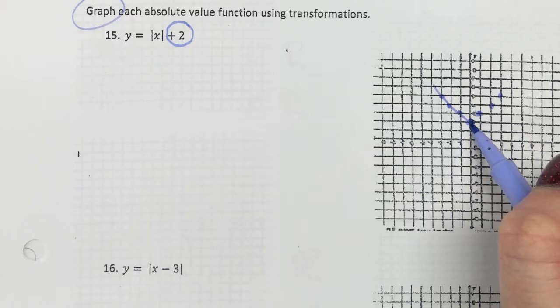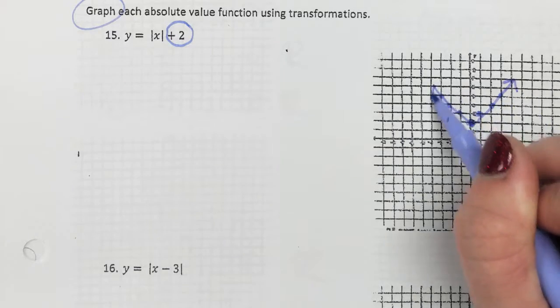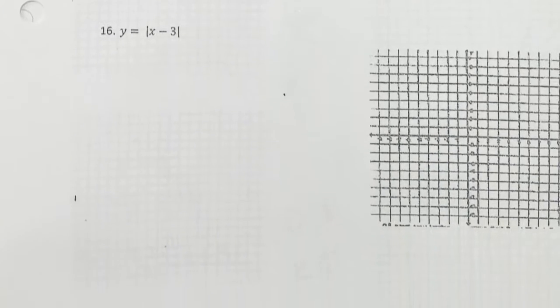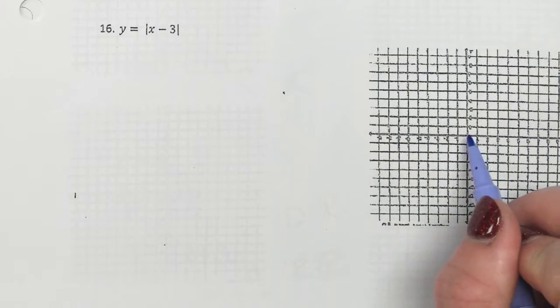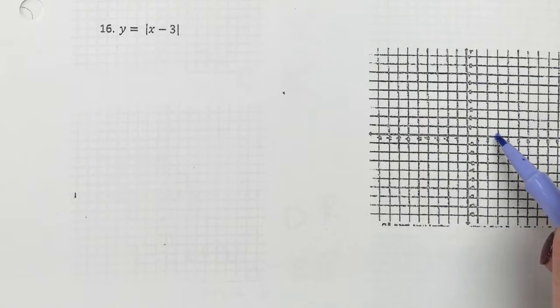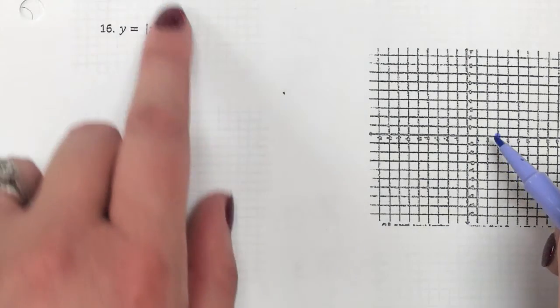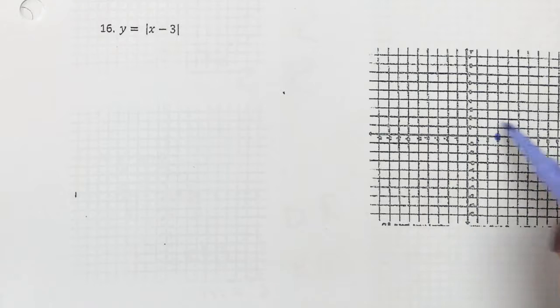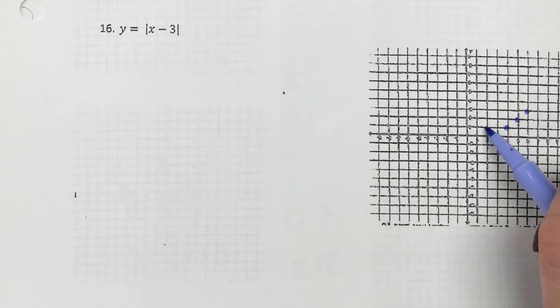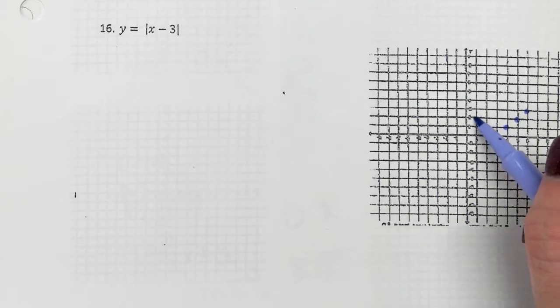Alright, Matthew, on number 16, since that 3 was on the inside, what did it tell you to do? Go right 3. So you start at the origin and you go right 3. Alright, Ethan, how do I get my other dots? From here, this told me to go right 3. But how do I get all the other dots to make the graph? There you go. And I got to do the other side. So I go up and left.